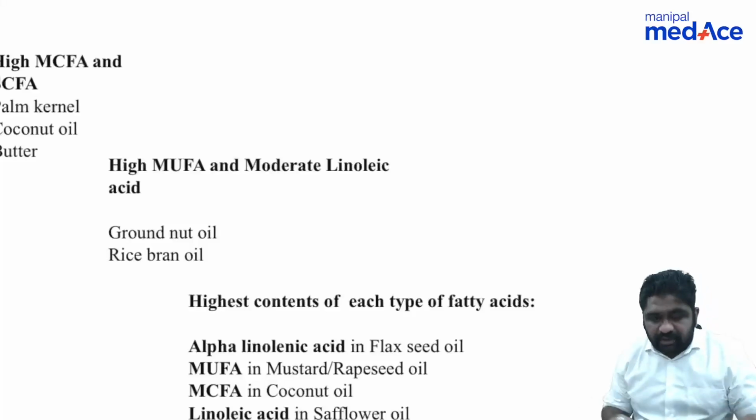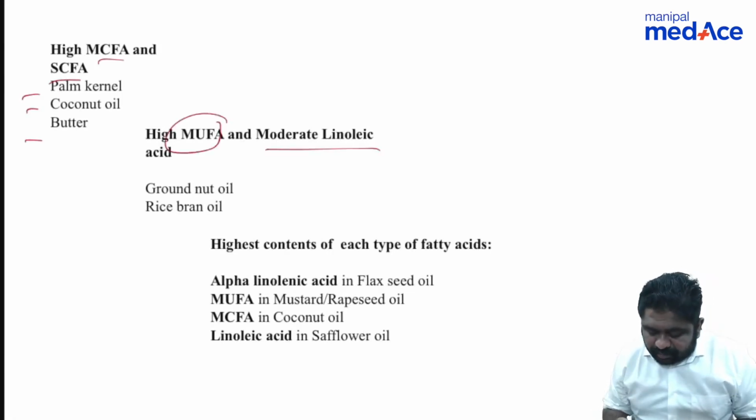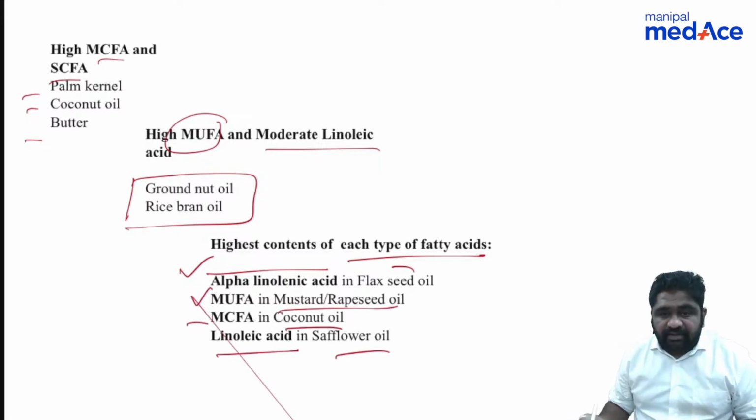So have a look at this. High amounts of medium chain fatty acids and short chain fatty acids are present in palm kernel, coconut oil, and butter. High amounts of monounsaturated fatty acids and moderate linoleic acid are present in groundnut oil and rice bran oil. The highest content of each type of fatty acid: for example, flaxseed oil contains the highest amount of alpha linolenic acid, MUFA in mustard or rapeseed oil, MCFA in coconut oil, linoleic acid in safflower oil.